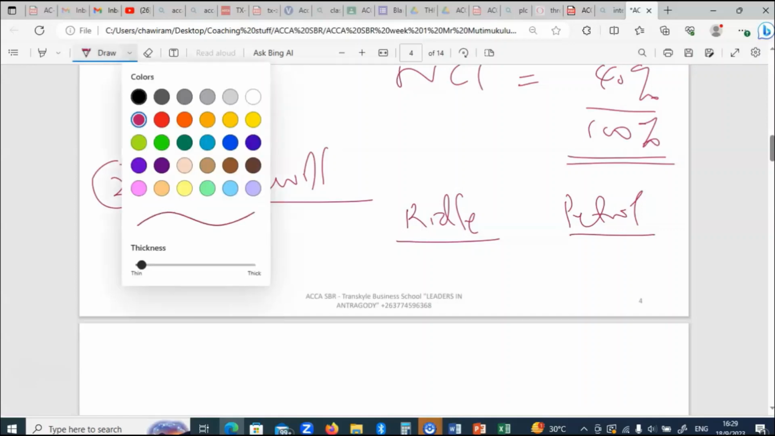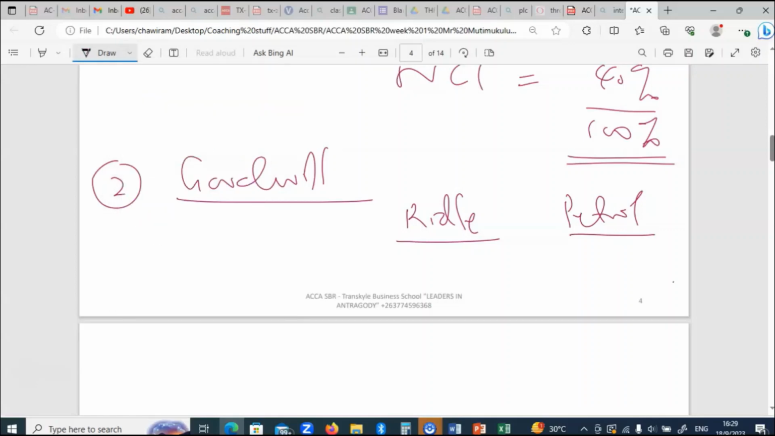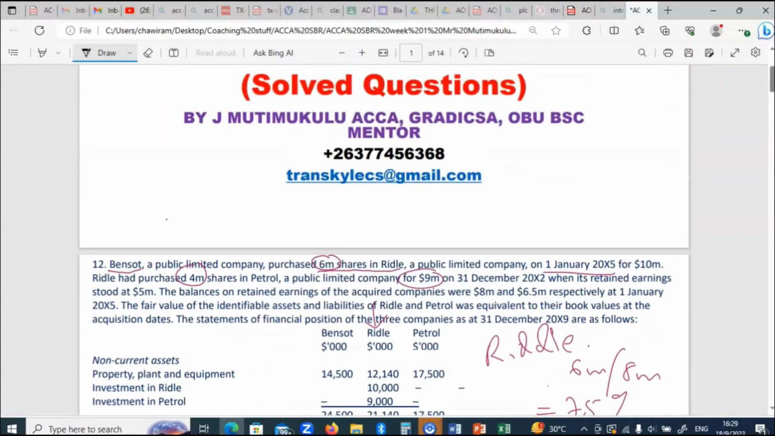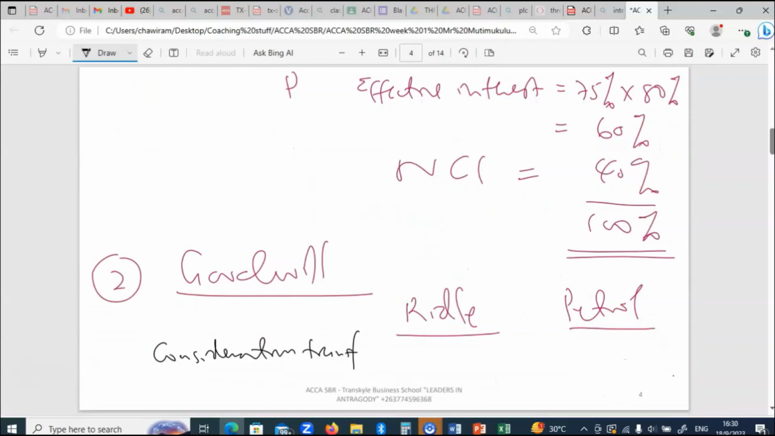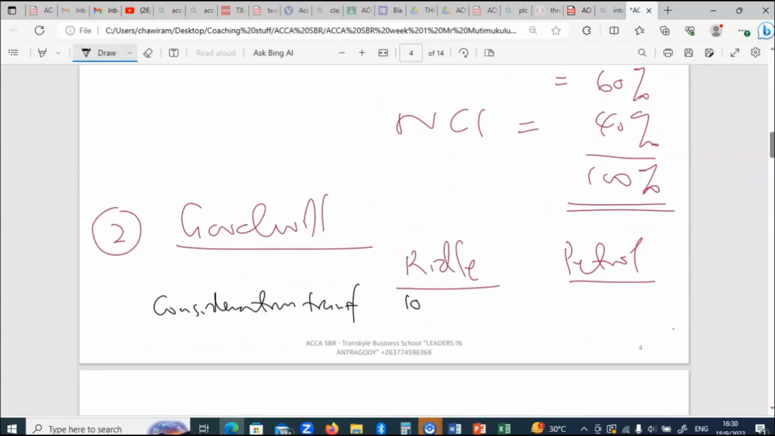Okay, let me look for a different pen, a black pen. Now, as usual, we start with the consideration transferred. The consideration transferred for Ridu. When we bought the shares in Ridu, we were told that they were bought for 10 million. So that's the value we use. Let's put our figures in thousands. So that's 10,000 for 10 million.